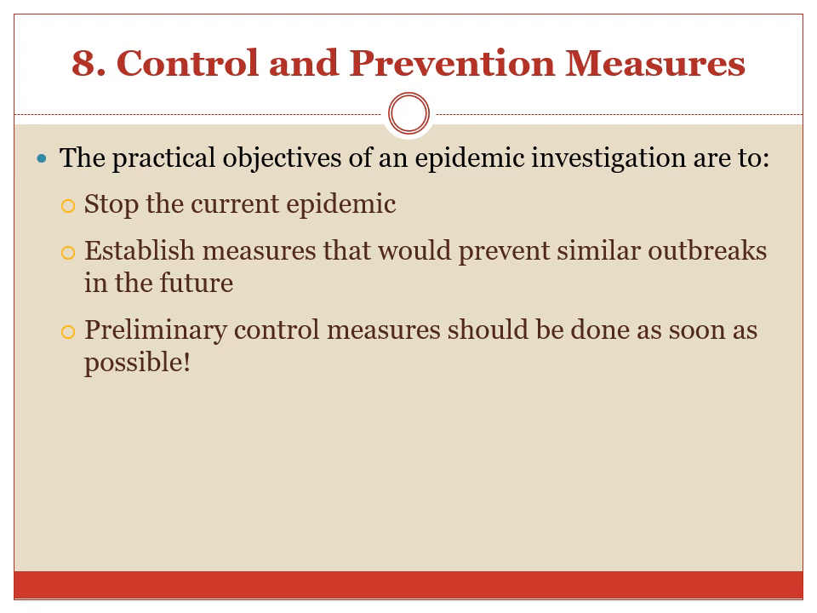So then what you do next is to use the information that you have to stop the current epidemic. You want to establish measures that would prevent similar outbreaks in the future. And you want to do this as soon as possible. So for example, with the COVID-19, they shut down the wet market immediately. And they said that you can no longer have wild animals in the wet markets in order to prevent similar outbreaks from happening in the future. Okay? And you do these as soon as possible.